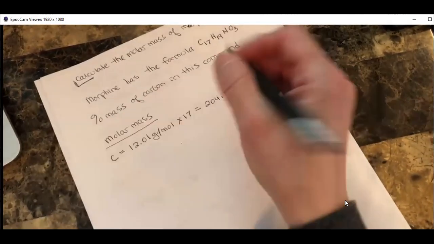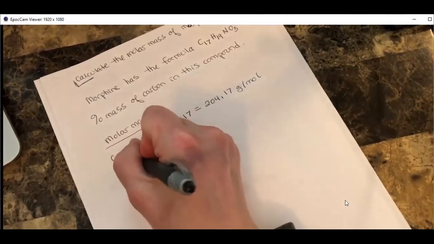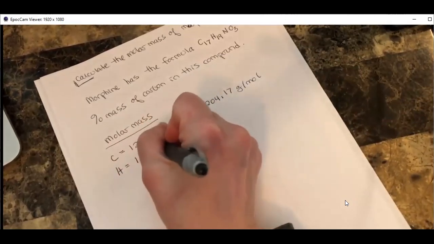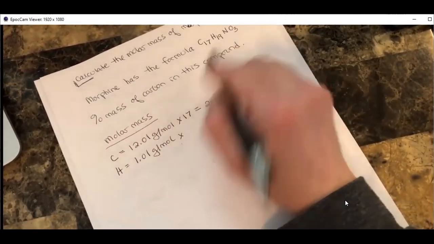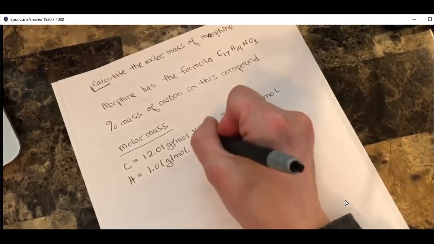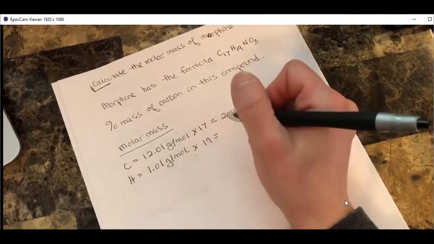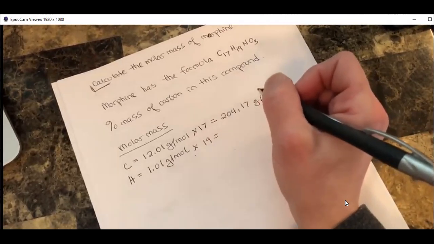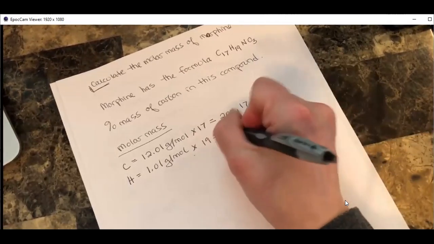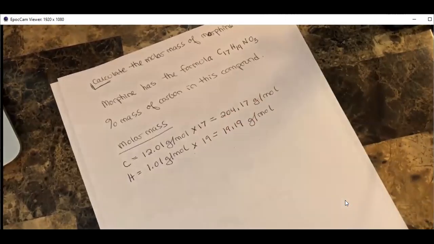Okay, let's look at our next one. We have hydrogen. Hydrogen, I'm going to do the 1.01 grams per mole just for mathematical ease, times 19. We have 19 of them, right? Which is going to equal 19.19 grams per mole. Sorry, my screen keeps going blank on me here, you guys. I hope it's not doing that on your end.